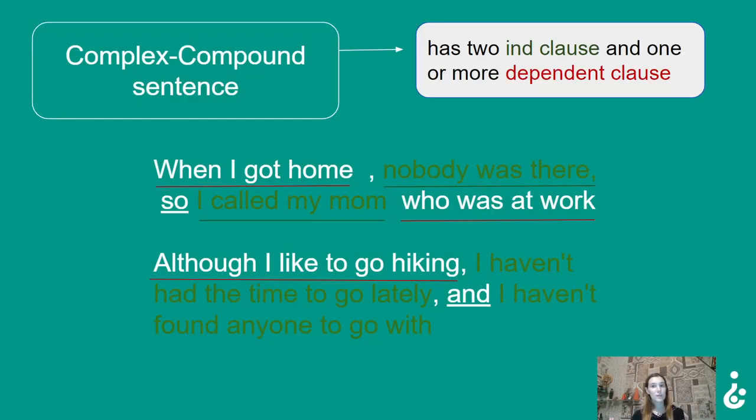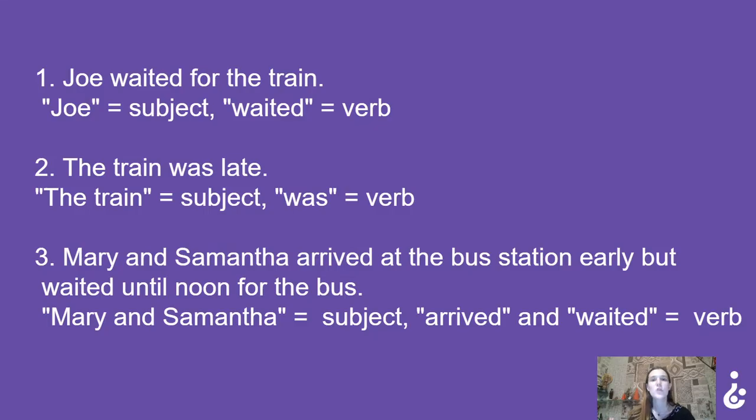Complex compound sentence has 2 independent clauses and 1 or more dependent clauses. When I got home, nobody was there, so I called my mom, who was at work. Although I like to go hiking, I haven't had the time to go lately, and I haven't found anyone to go with.